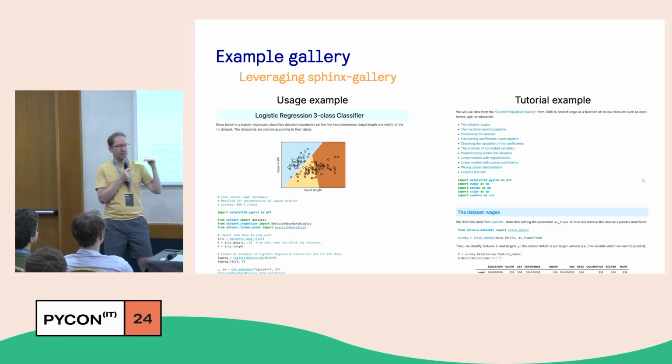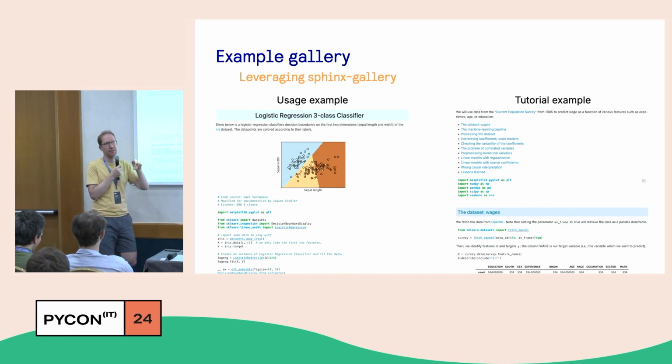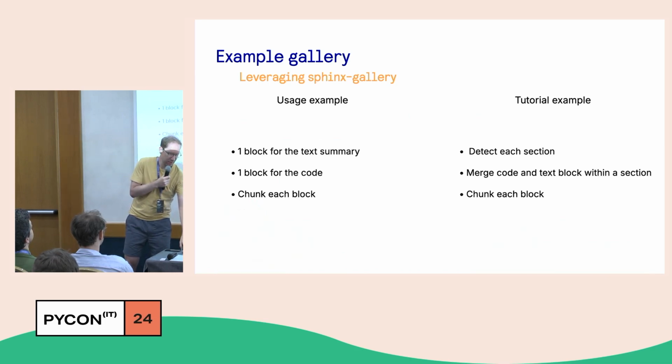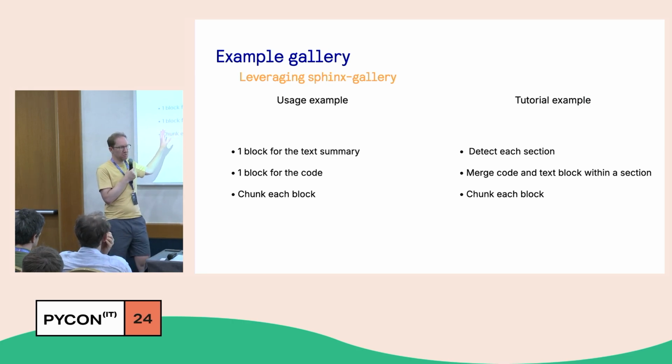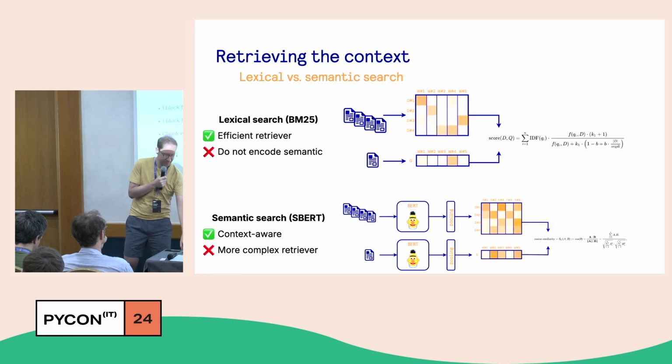Then we have another thing, which is the example gallery. In this case, we use Sphinx Gallery, and Sphinx Gallery also allows us to find the different parts of the documentation and the sections. I use that to create the chunks, so I have sections where usually the context inside the section is meaningful with the code associated to it. I have two types of documentation, one that is usage examples and one that is tutorials. The usage one has a single section, so here we just make blocks, and for the other one we find the sections.